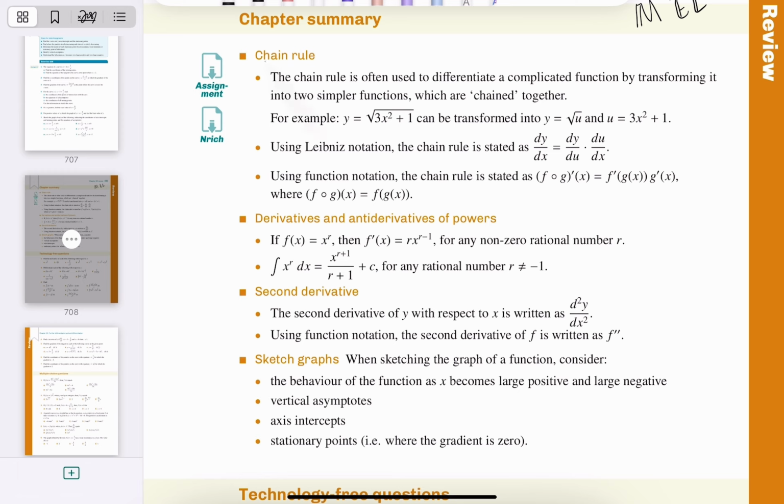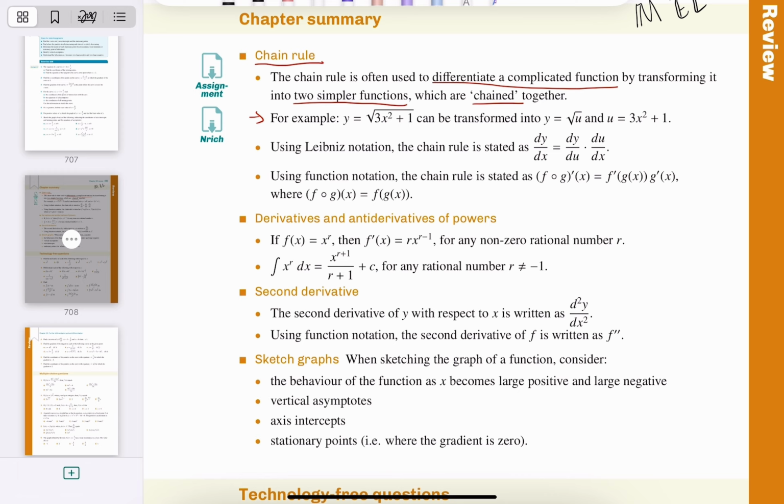For differentiation, a very common tool we can use is the chain rule. The chain rule is often used to differentiate complicated functions by transforming them into two simpler functions, which are chained together. And it gives us an example.